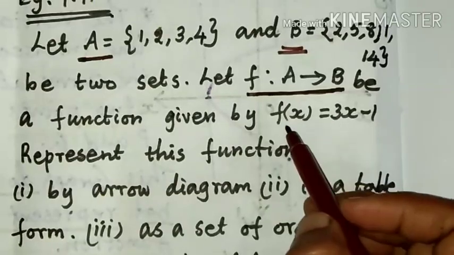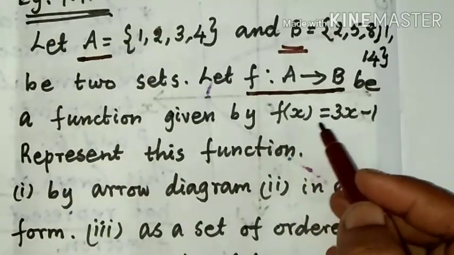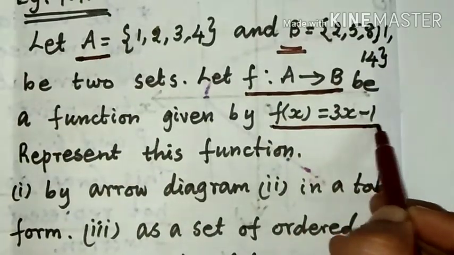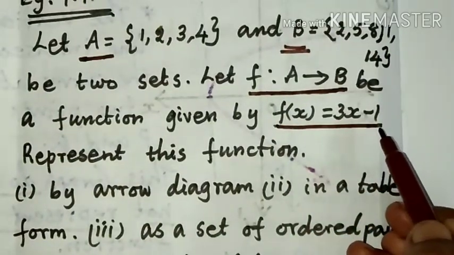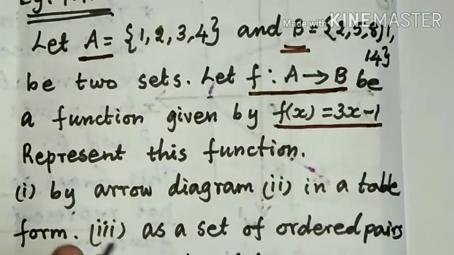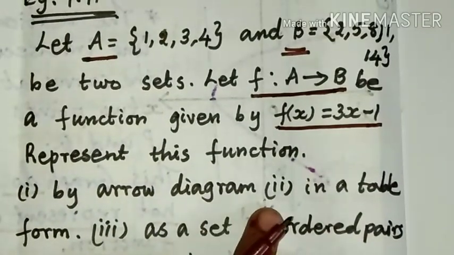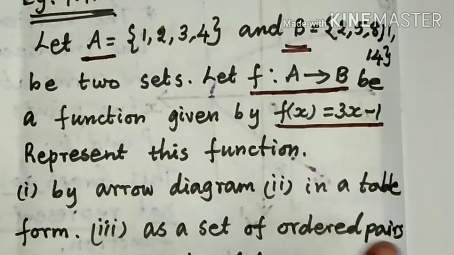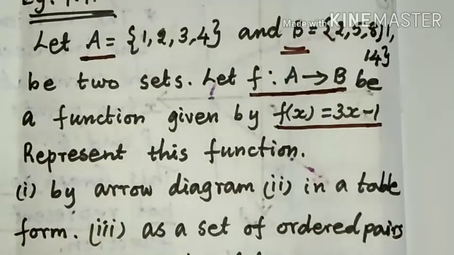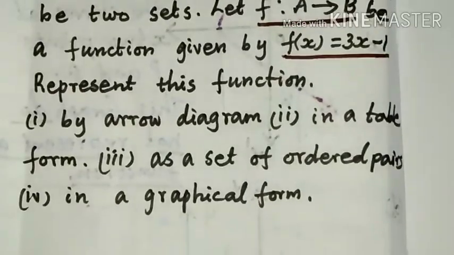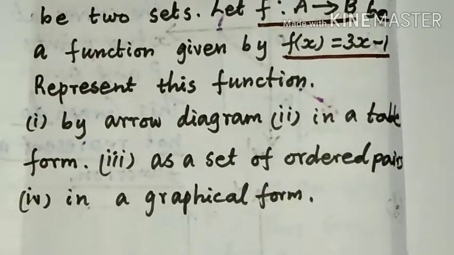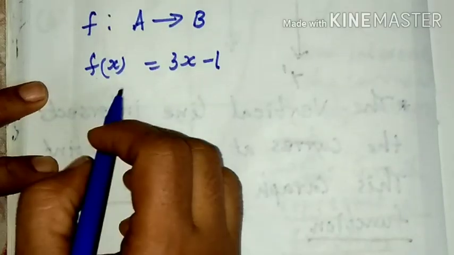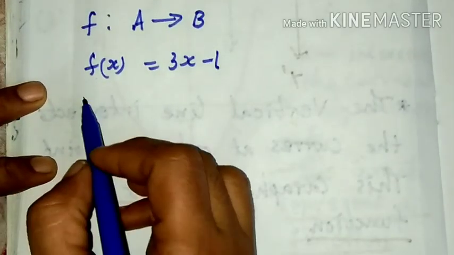Then the function condition is also given, that is f of x equal to 3x minus 1. We have to represent this function in 4 ways, that is arrow diagram, table, set of ordered pairs and graphical form. See, for the solution in this question, x always belongs to set A.